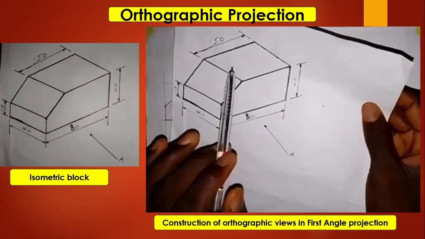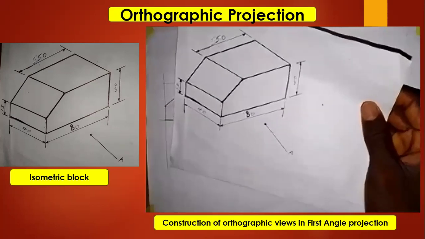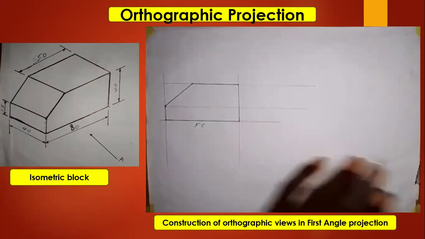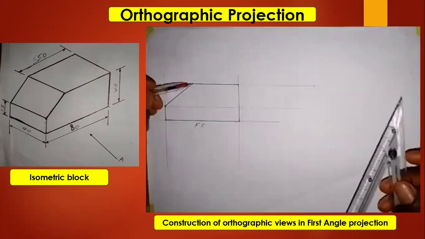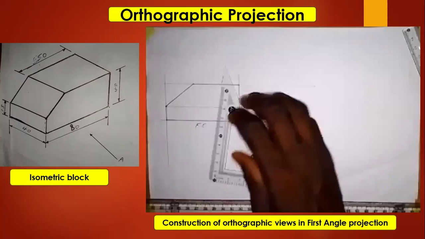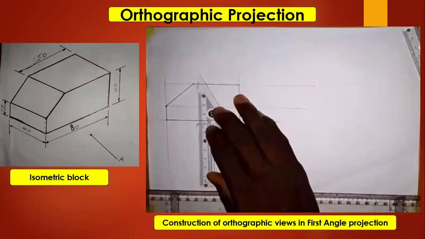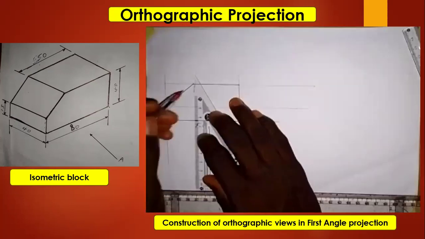So let's see how that is going to be done. So what we need to do first. So from this point here, from this point that we have here, I should draw a vertical line down here. So I need to do that now.